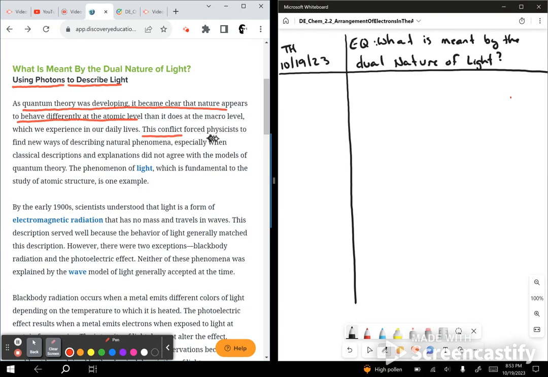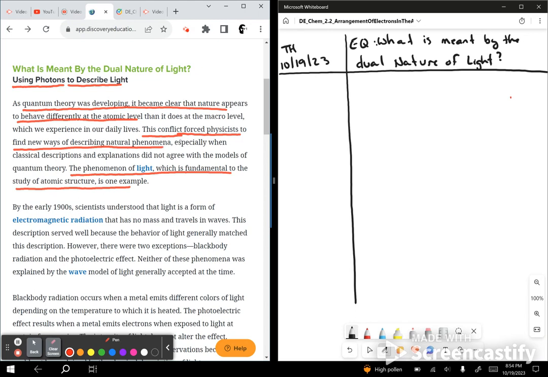And so this conflict, it says, forced physicists to find new ways of describing natural phenomena. And that happens, right? As we learn more things, our explanations sometimes have to be modified. Okay. The phenomena of light, which is fundamental to the study of atomic structure, is one of those examples. Okay, so this conflict forced physicists to find new ways of describing natural phenomena.